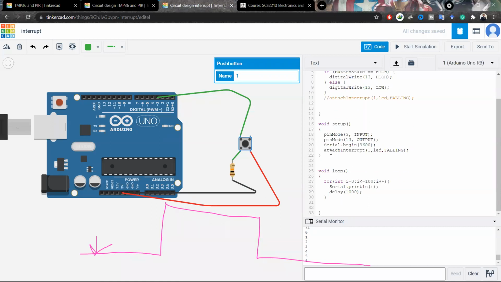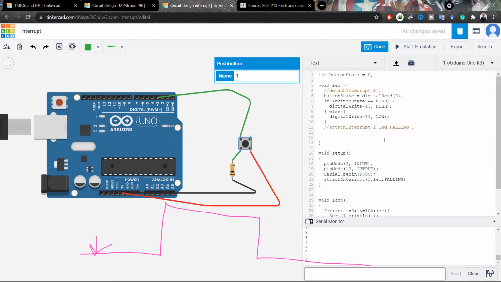So this is the setup, right? This will run for only once, right? So this is the loop that will run again and again, but in sequential order, right? So we have another piece of function, right? That is outside of this setup and loop, right?